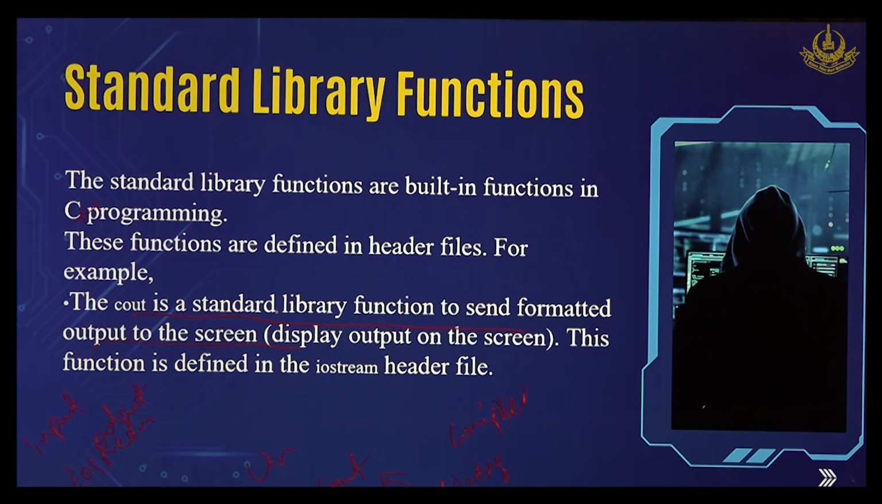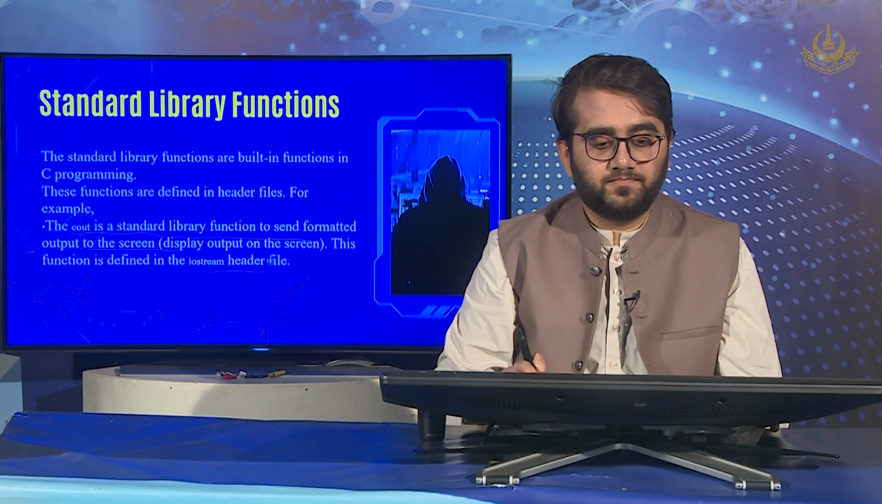So whenever you run your program, a specific console will run. And on that particular console, if you want to print something, then the cout function is used. This function is defined in the iostream header file. So that is what I have just explained.